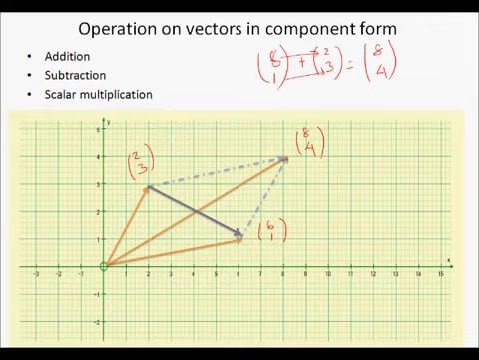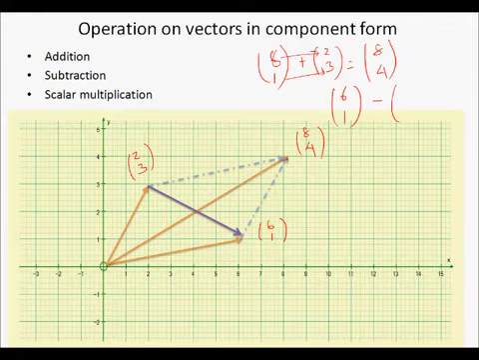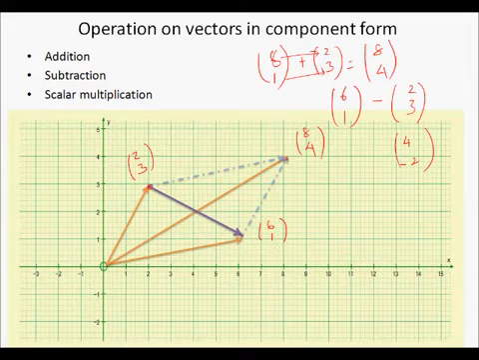The same for subtraction. So for subtraction, 6 1 minus 2 3, it should be 4 minus 2, and you can see that from here to here it is minus 2, and this is 4, so positive 4 and negative 2 for y, so 4 minus 2, as I explained just before this.